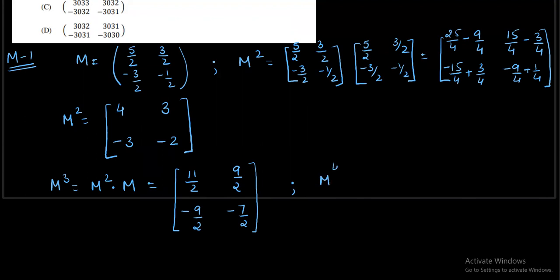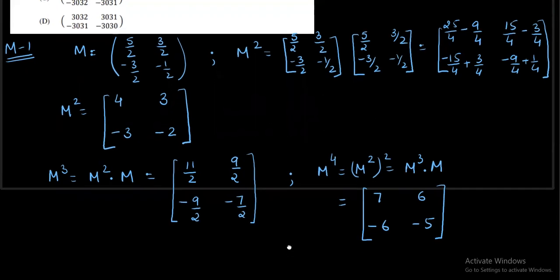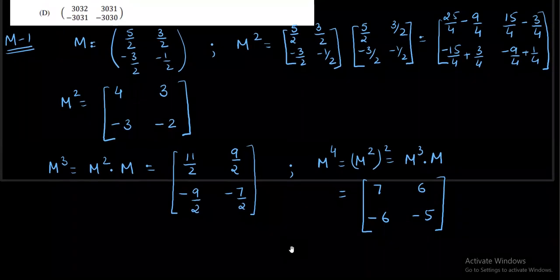Let us calculate one more, M power 4. Calculating M power 4 means writing it as M cube into M, or you can say M square whole square. Whatever method you want, you can follow, but multiply these two matrices and the resultant matrix turns out to be 7, 6, minus 6, minus 5, and so on. Obviously, we are not going to do it till M power 2022.